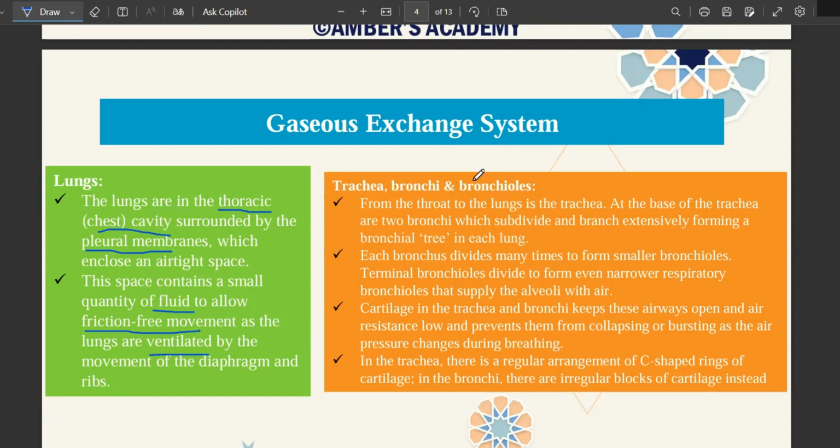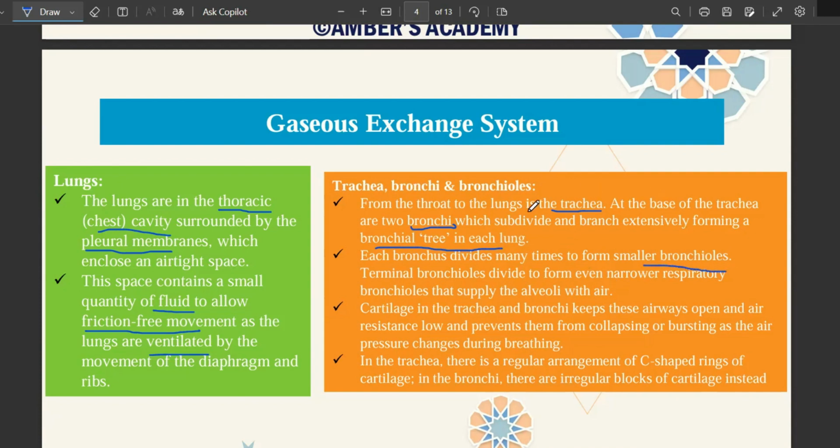Then we have trachea, which is a windpipe, which divides into bronchi, and bronchi further divides into bronchioles. And attached with bronchioles, we have alveoli. Talking about the significance of trachea, obviously it's important, and from the throat to the lungs is the trachea, which is your windpipe. At the base of the trachea are two bronchi. They divide into left and right side, and then they subdivide and branch extensively and form a bronchial tree in each lung.